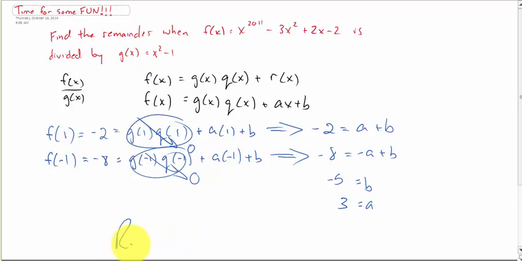So my remainder is 3x minus 5. So there we go. A very alternative way to think about finding a remainder.